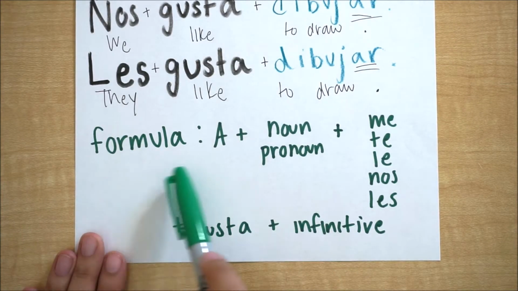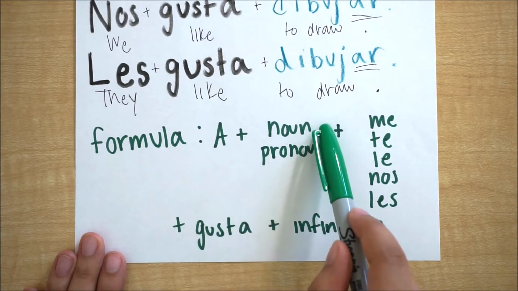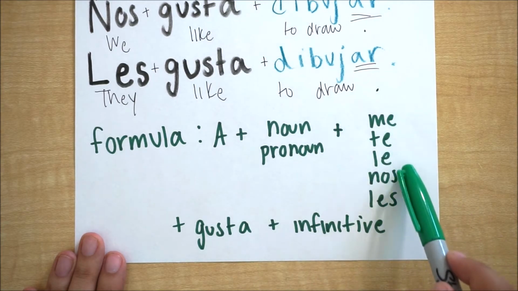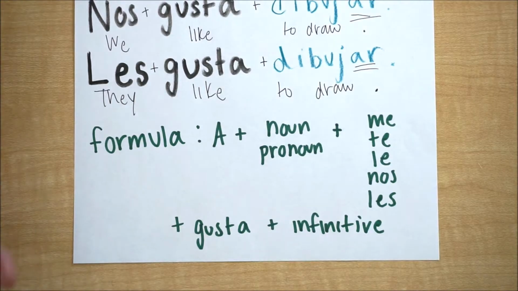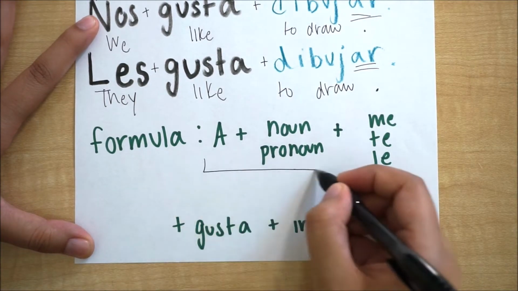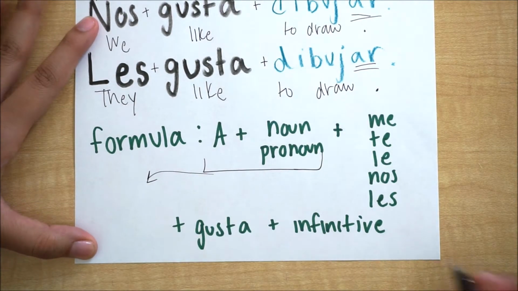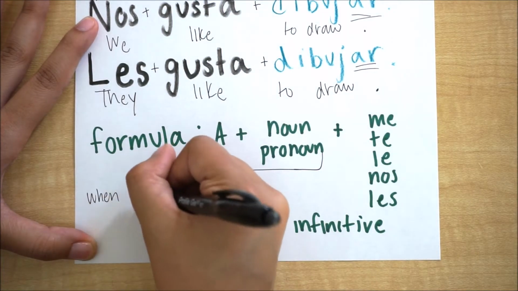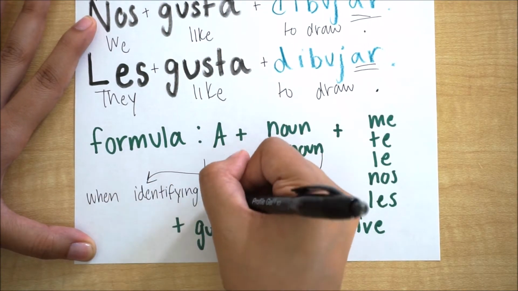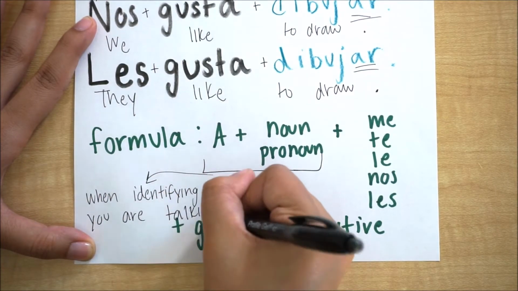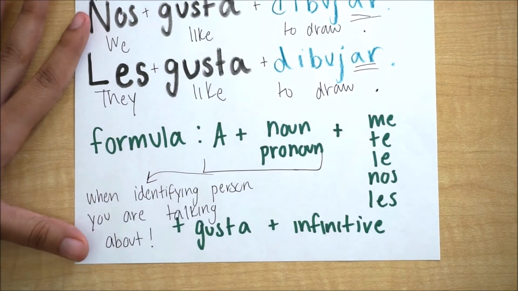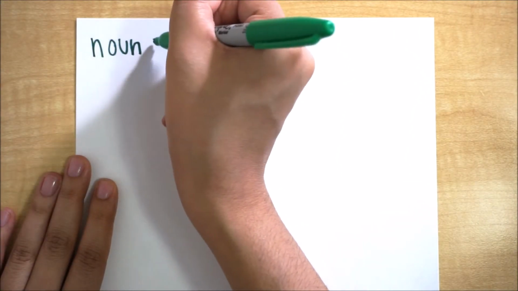Here is our second formula. We begin with a plus a noun or a pronoun. I'll go ahead and discuss what that is in Spanish in a second. Plus, again, the me, te, le, nos, les, plus the gusta, plus the infinitive. So we're basically just adding that first portion, which is new for us. We use this formula when we want to identify the person we're talking about. So let me go over what a noun or a pronoun is in Spanish, so this formula makes more sense.